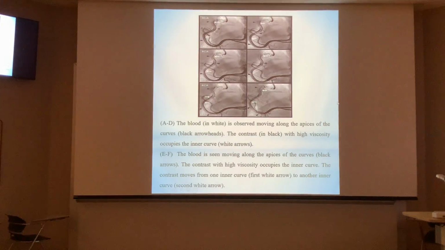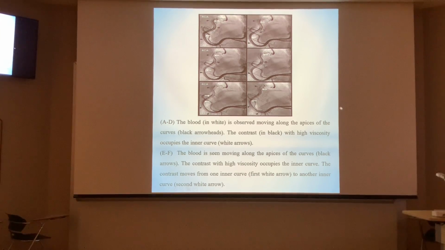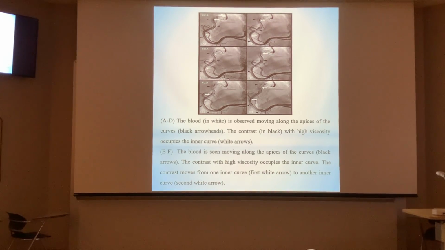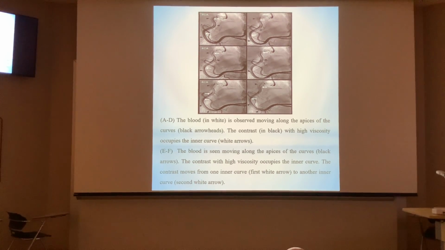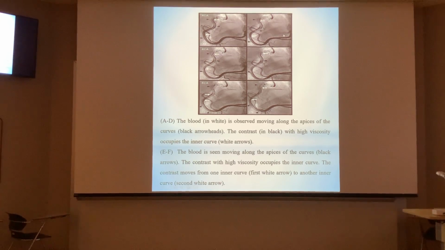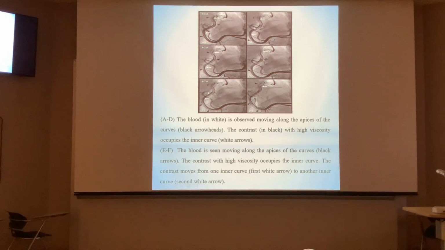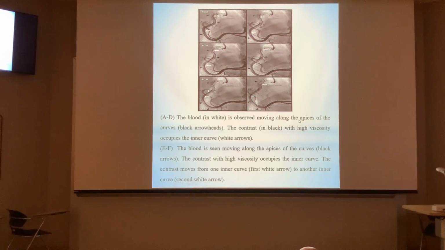And it's the new technique of the angiogram when we record movement from the axis of the blood. Similarly, there's contrast in black color with high viscosity, and that occurs in the inner curve. And the blood, in black arrows, is moving around the inner curve.